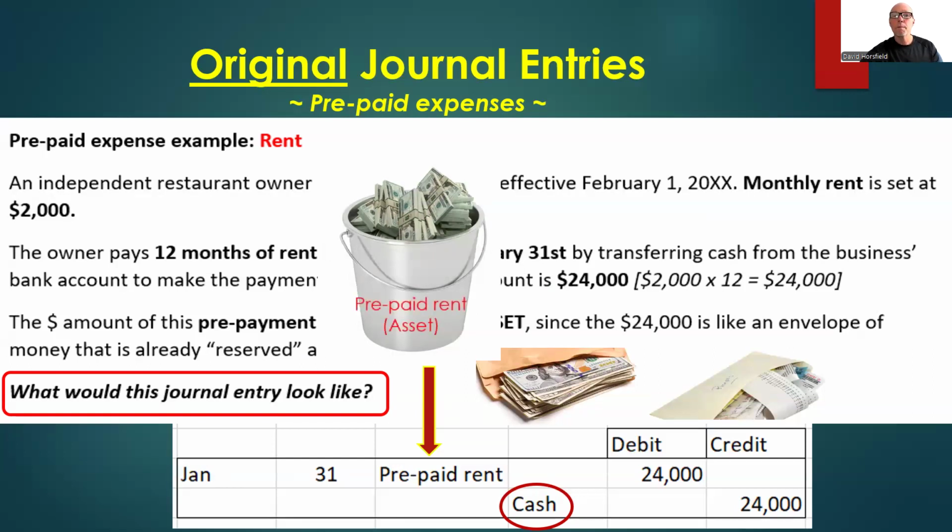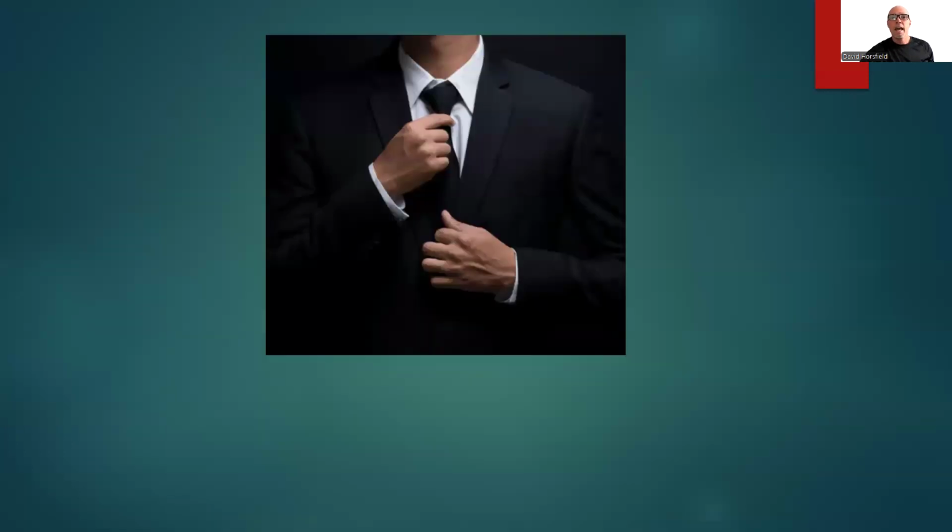Okay, this prepaid rent is an asset. So prepaid rent is an asset. Granted, the money is in the pocket of the landlord, but we're thinking of it like this money that's in a bucket that's being prepaid. And what we need to do, like the person adjusting their tie, is make some adjusting entries on a monthly basis that takes that prepaid money and moves it out of the bucket.